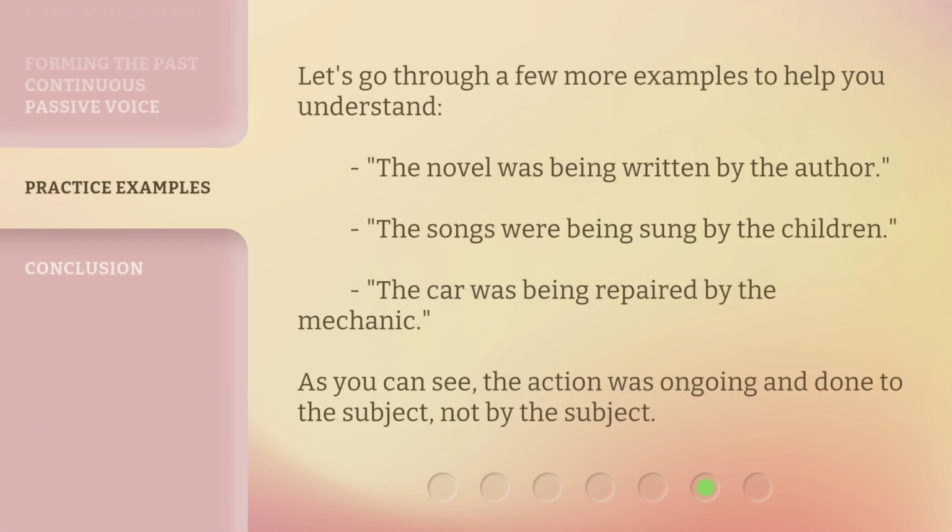Let's go through a few more examples to help you understand. The novel was being written by the author. The songs were being sung by the children. The car was being repaired by the mechanic. As you can see, the action was ongoing and done to the subject, not by the subject.